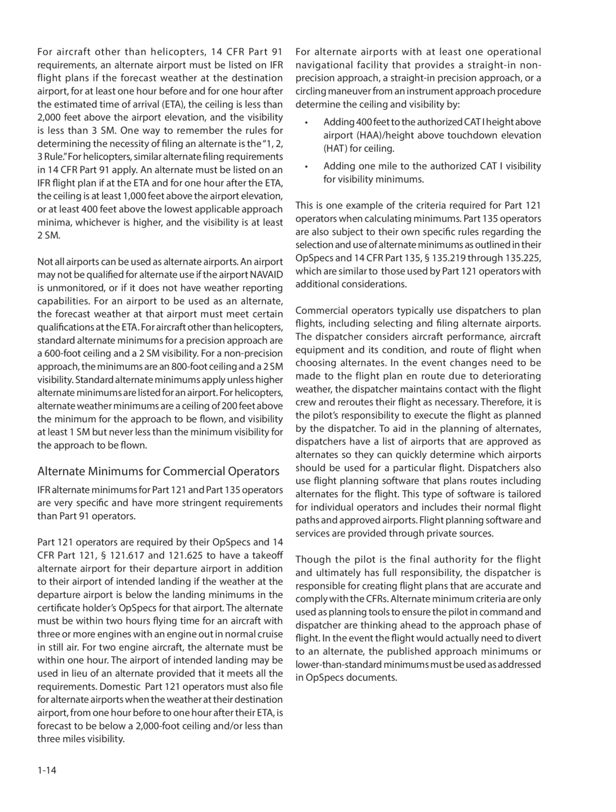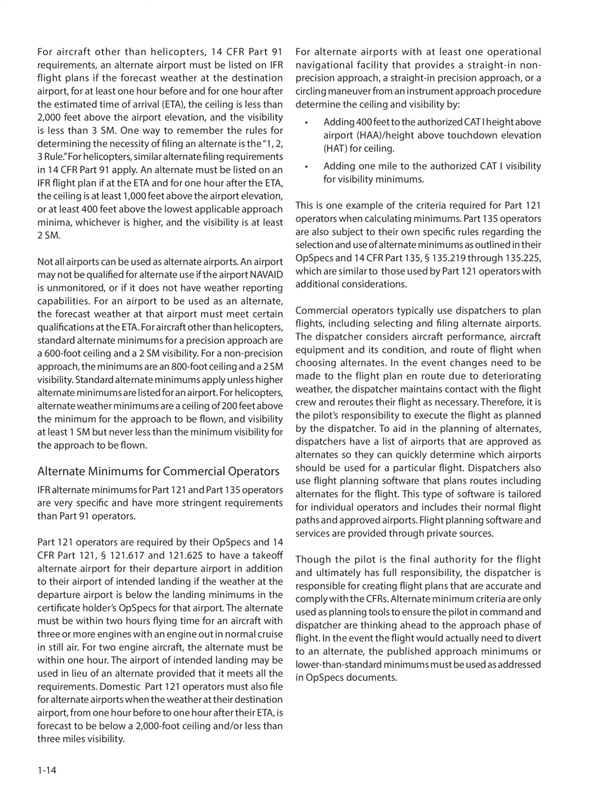An alternate must be listed on an IFR flight plan if at the ETA and for 1 hour after the ETA, the ceiling is at least 1,000 feet above the airport elevation, or at least 400 feet above the lowest applicable approach minima, whichever is higher, and the visibility is at least 2 sm. Not all airports can be used as alternate airports. An airport may not be qualified for alternate use if the airport NAV-AID is unmonitored, or if it does not have weather reporting capabilities. For an airport to be used as an alternate, the forecast weather at that airport must meet certain qualifications at the ETA.